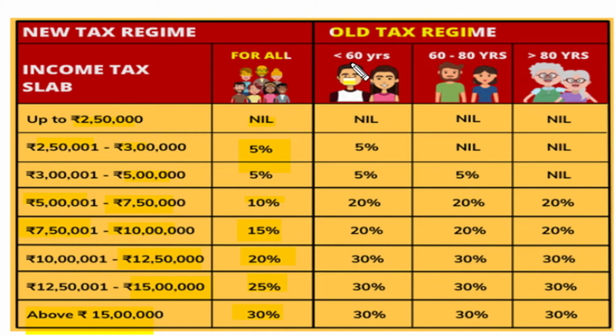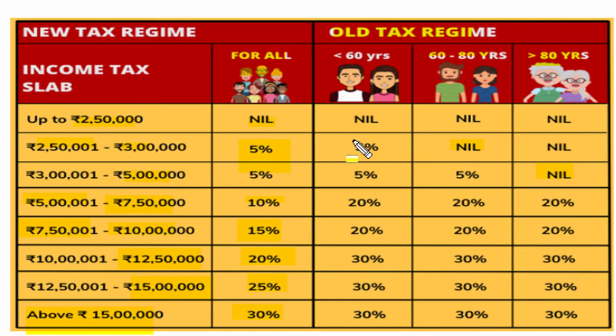One is the general citizen below 60 years, the other is the senior citizen 60 to 80 years of age, and the third category is the super senior citizen above 80 years. For the general category, there is no tax if income is up to 2,50,000. For senior and super senior citizens, this limit is respectively 3 lakh and 5 lakh.